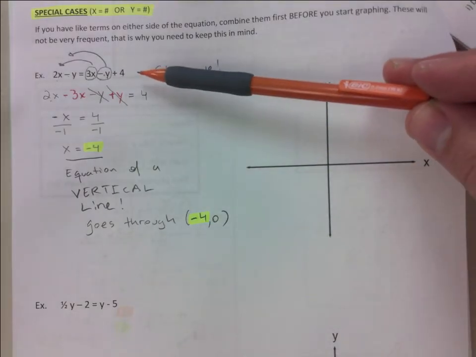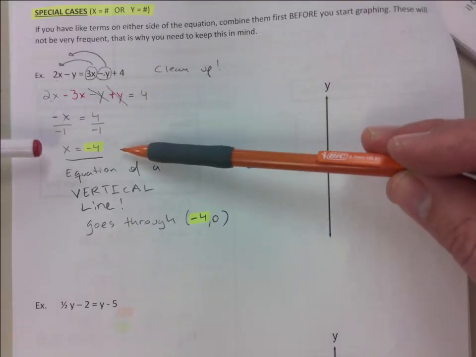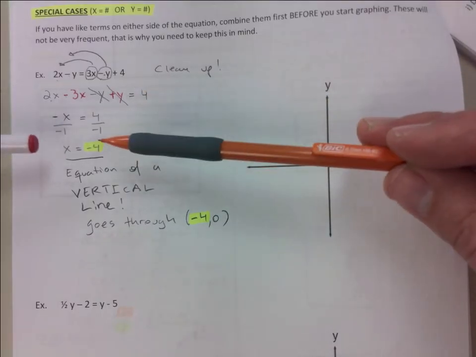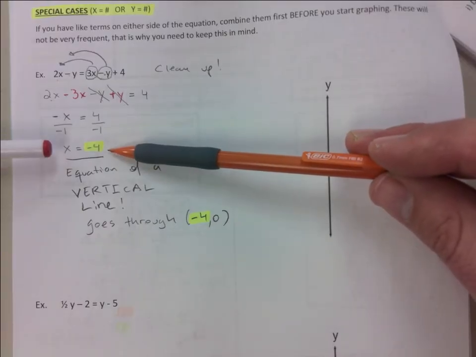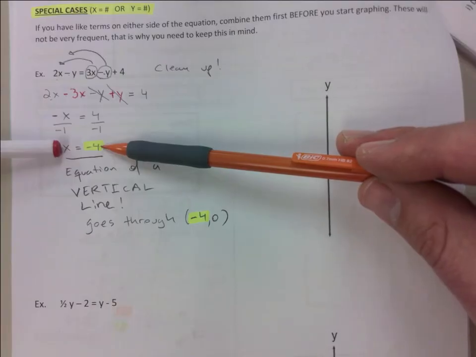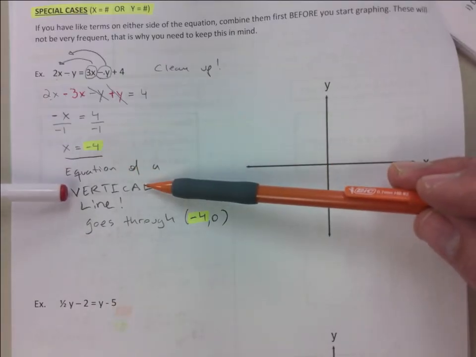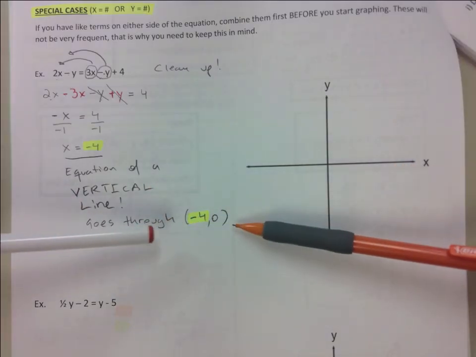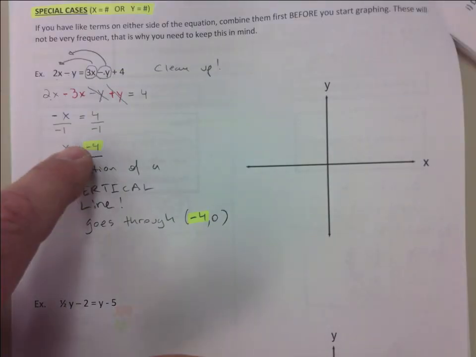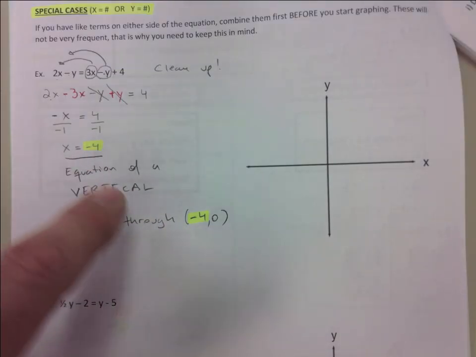Just to make sure you understand, we cleaned up and we ended up with this. This is the equation of the line. You know it's vertical because it's x is equal to a number. So we're going to put this on our study sheet soon. And we also know that it goes through negative 4, 0. So you found the x-intercept and the equation of the line at the same time.